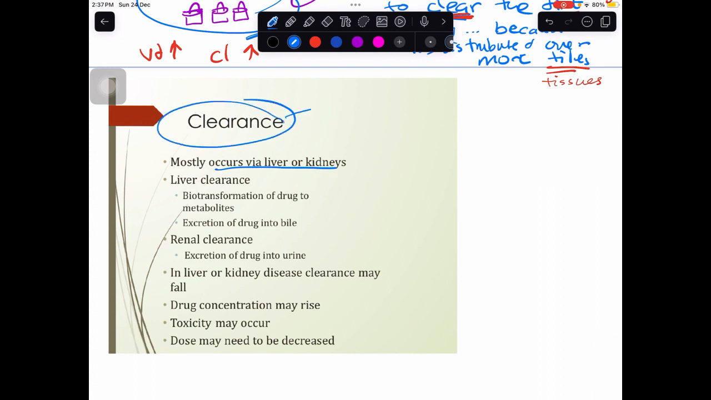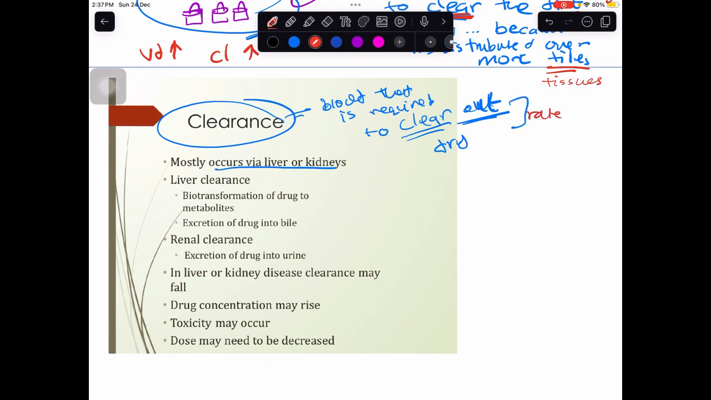Clearance was what we mentioned: it's the blood that is required to clear out the drug. So this also indicates how it's correlated with the rate out. Okay, that's not the point. The point is, clearing out is like excretion. It's elimination. Who's doing this in my body? We know it's the liver and the kidneys, so it makes sense that the clearance is mostly happening in my kidneys or in my liver.